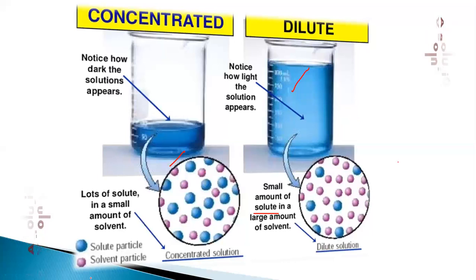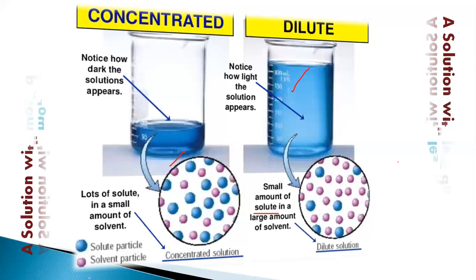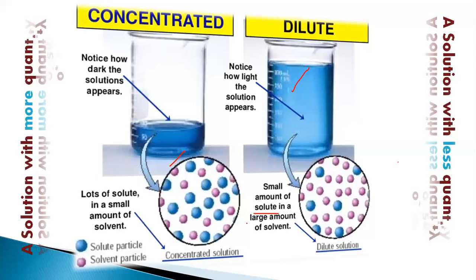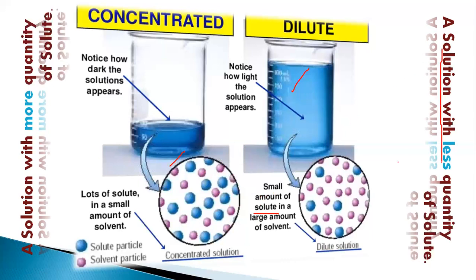So if we look at the definition of solute and solvent, a solution with less quantity of solute is called a dilute solution, and a solution with more quantity of solute is a concentrated solution.